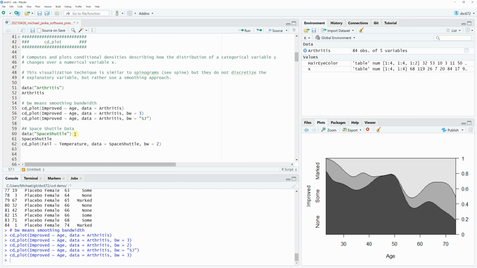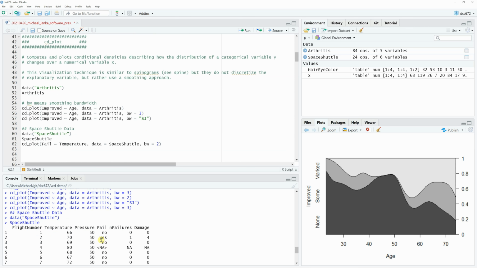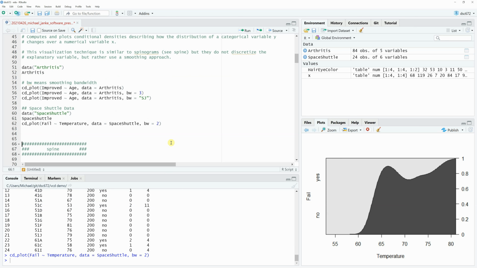Another example is space shuttle data. What we'll be looking at here is failure versus temperature. So there's just 2, yes, no, that we're going to look at here. But it's a nice illustration, really easy to see that as the temperature increases above 60, the number of failures goes down, and there are almost no failures when you get above 80 degrees.